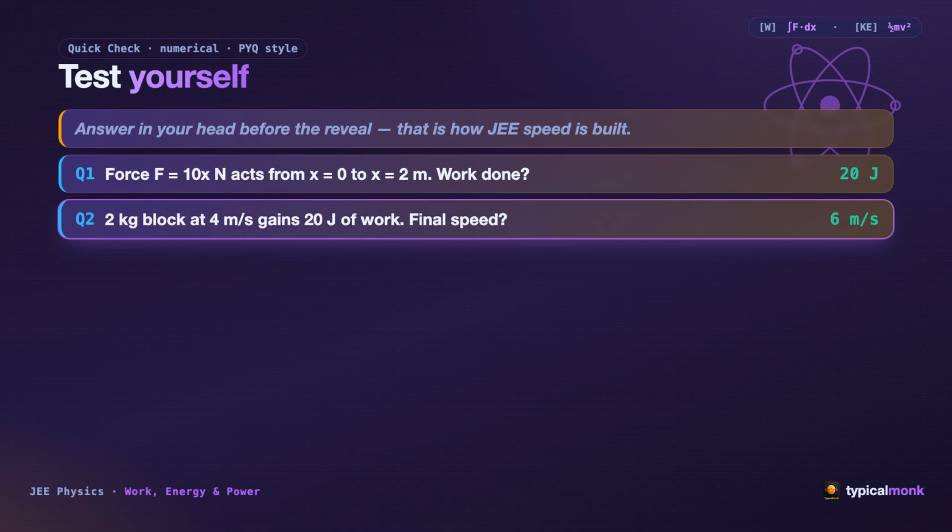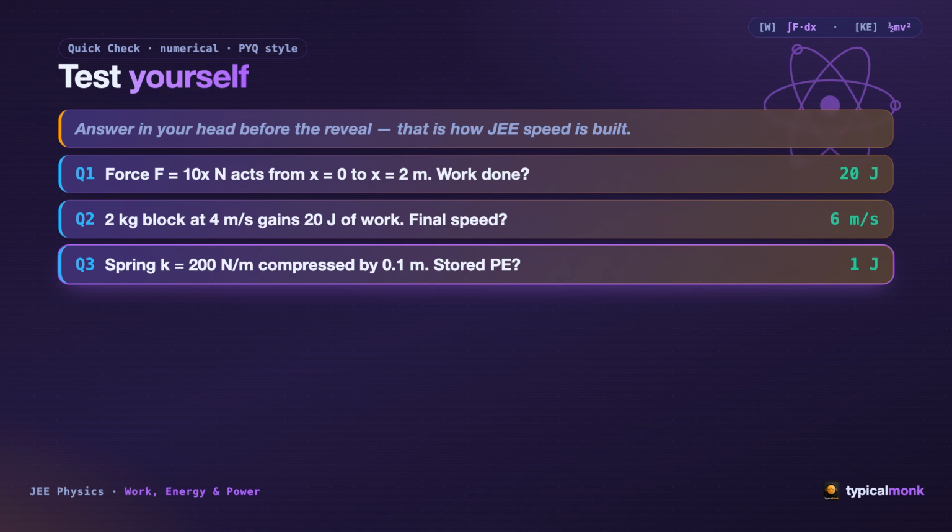Question 2. A 2 kilogram block moving at 4 meters per second is acted on by a net force doing 20 joules of work. What is its final speed? Initial kinetic energy is 16 joules. Add 20 to get 36. Solve for speed, 6 meters per second.